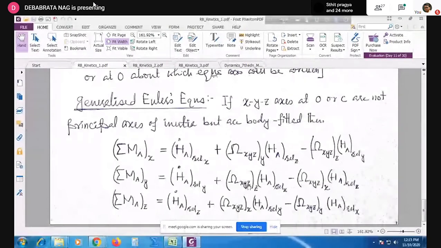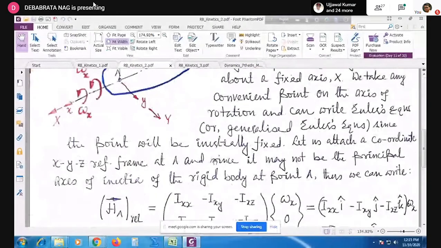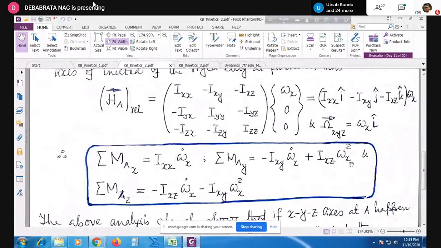Under this set of assumptions, if we apply this equation to this case, we will see that it ultimately comes down to three scalar equations. We explained the derivation of this equation in our last class, and we saw the scalar components of our governing equations of moment. Please note that these are the governing equations of moment, and these equations are what is called the generalized Euler's equations of motion.